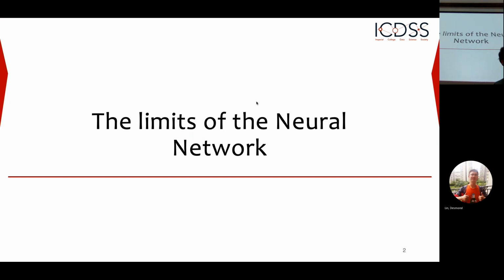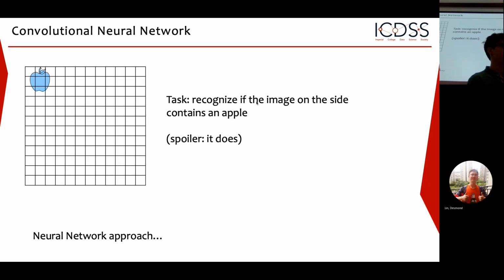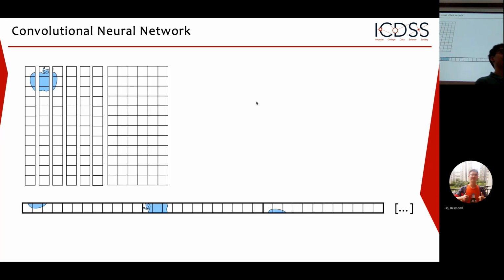So we might wonder, why do we need to do something different, right? Before even introducing what convolutional neural networks are, why can't we just use neural networks? So let's say that we have this task, right? We have this big picture, and somewhere in the picture we have an apple. And the task is recognizing whether this image contains an apple or it doesn't.